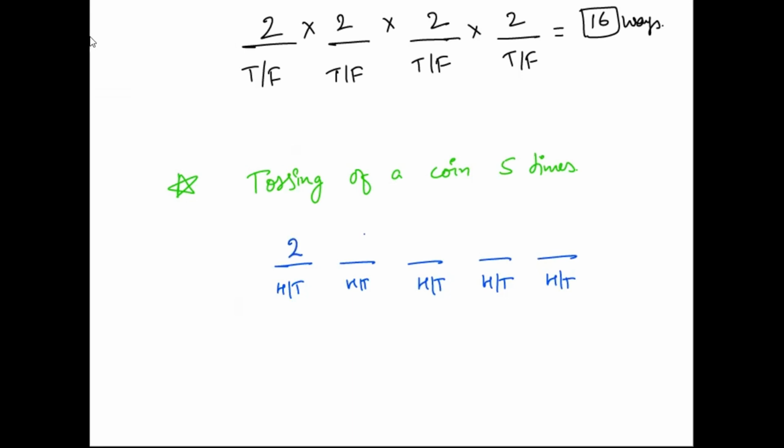So in the first toss, you can get either of the two, and then the second toss, and so on until the fifth toss. Which is nothing but basically 2 to the power 5, which is 32. Okay. So this is what the basic principle of counting tells us.